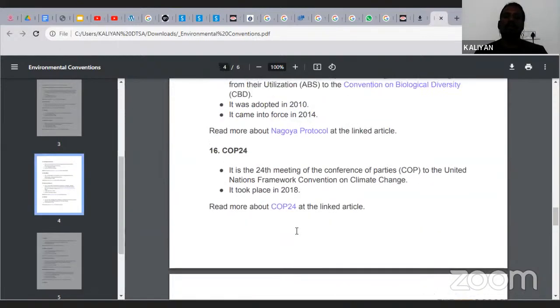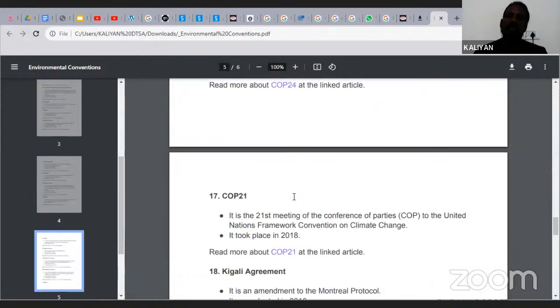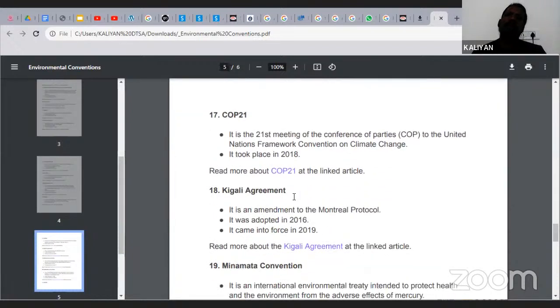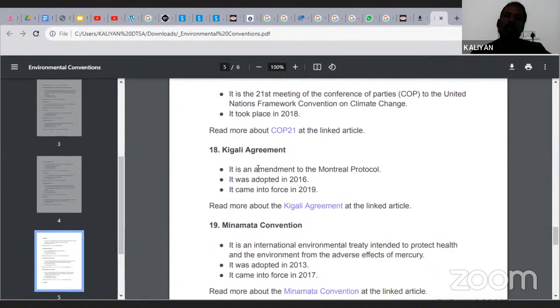And the COP 24 convention. COP means Conference of the Parties. It is the 24th party meeting, part of the United Nations Framework Convention on Climate Change. It took place in 2018. And COP 21 followed the Paris Agreement, 2015 and 2016.